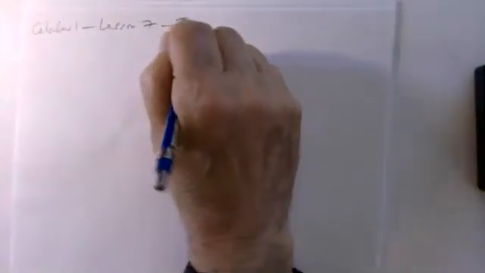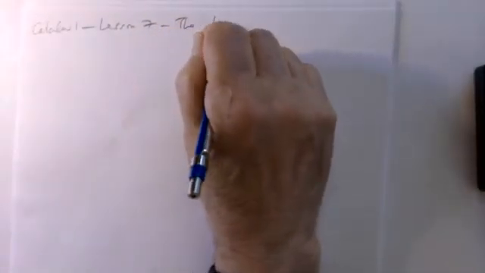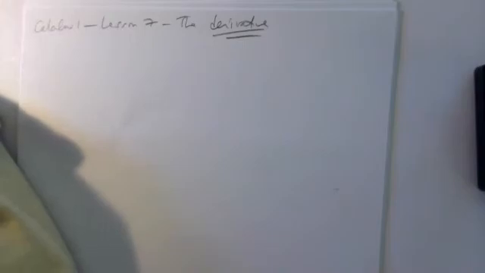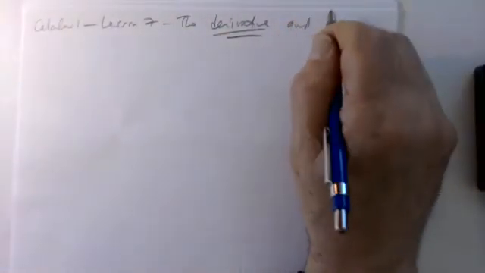So this is Calculus 1, Lesson 7 on the derivative of a function. That's a really big deal. That's what we're going to spend most of the semester studying, and the tangent line problem.